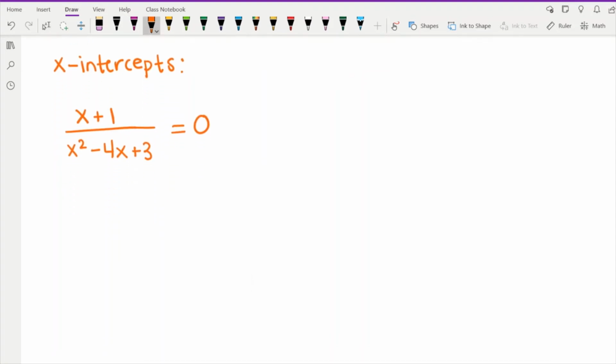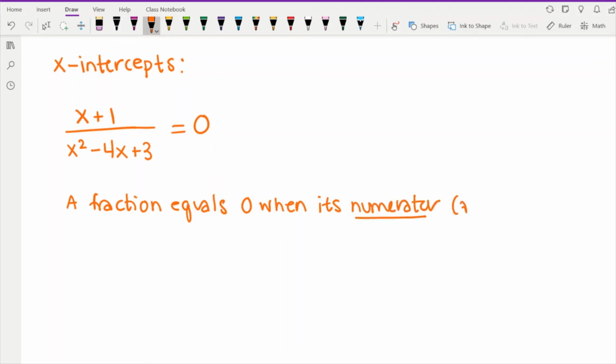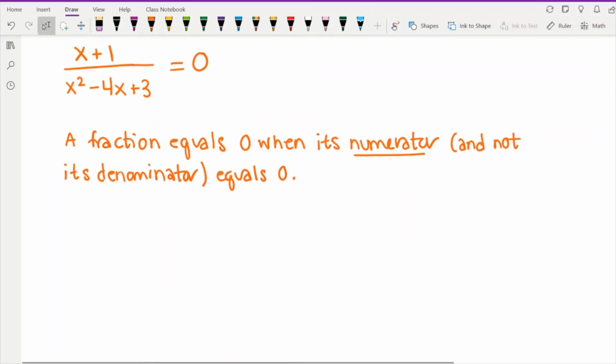So maybe I'll write that down. So we know a fraction equals 0 when its numerator equals 0, and additionally not its denominator, because if its denominator also equals 0, then we're in trouble. And so what that means is, like we said, we want to just take the numerator and set that equal to 0. So we would get x = -1. So the only thing we need to check is that that number does not also make the denominator 0.